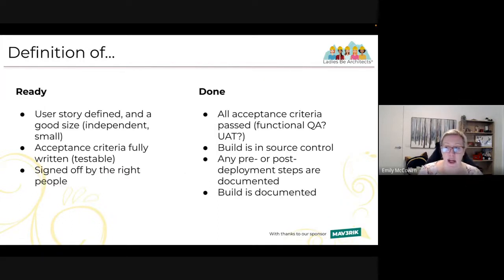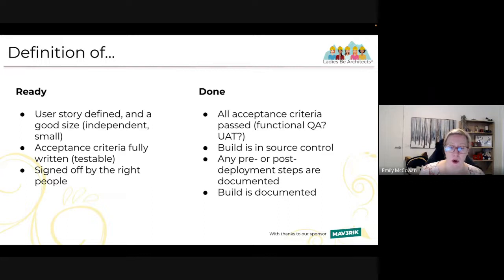The definitions of ready and done. So this is kind of an agile thing, but the definitions are what your team decide them to be. I've got a couple of examples of what a definition of ready or a definition of done might be, but you should be deciding this and agreeing this together. So something might be ready for build when the user story is defined and it's a good size, it's independent of the other user stories, it's relatively small. The acceptance criteria are fully written and they're testable.